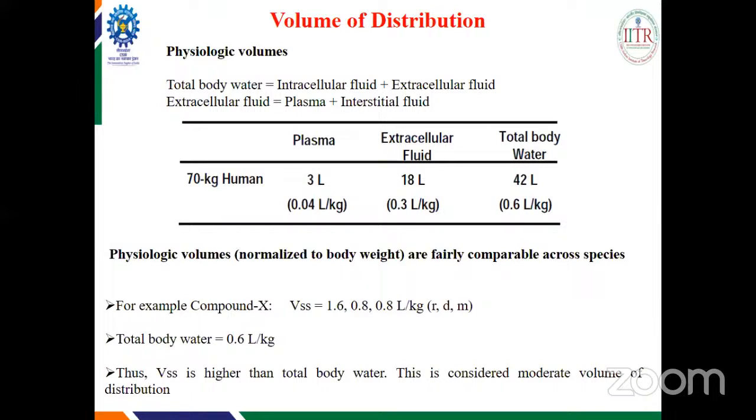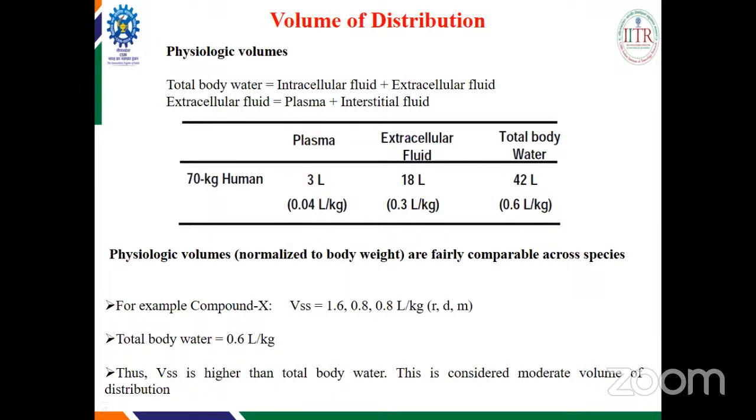Another important aspect is how to interpret the volume of distribution, whether it's a low, intermediate, or high volume of distribution. You can only correlate this by understanding the physiological volumes of the body. Let's say plasma has a volume of 3 liters, extracellular fluid is 18 liters, and total body water is 42 liters. In terms of liter per kg, you can always interpret, let's say, 0.6 liter per kg is our total body water.